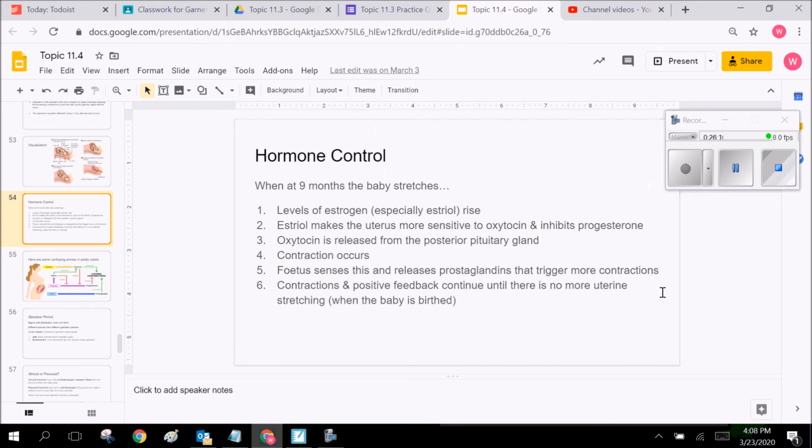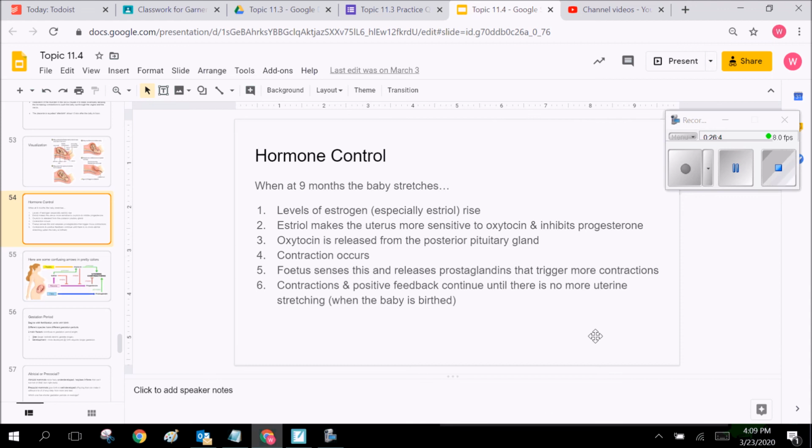The hormonal control, okay? So at 9 months, the baby begins to stretch, our estrogen, and remember, estrogen is a type of hormone, as there are many different types of estrogen. So estriol, which is a special form, is going to make the uterus more sensitive to that oxytocin, which is going to clamp those muscles down, and inhibit progesterone, which remember was stopping those contractions from occurring. So when estriol comes, it's going to make those contractions more likely to occur.